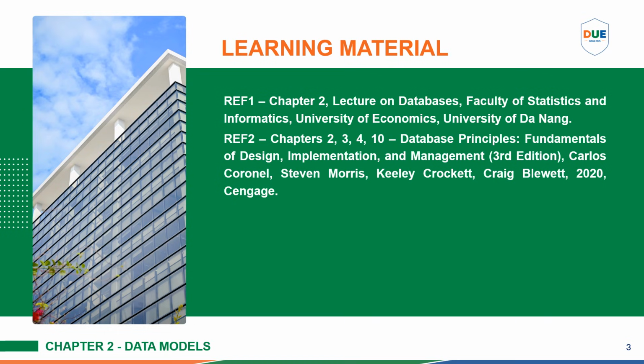As with every chapter, we have 2 references. The first is our own faculty's lecture material on databases, which follows this chapter directly. The second is the Cornell textbook. Here we draw on several chapters, including chapters 2, 3, 4, and 10, since data modeling connects to many parts of the book. As always, use the lecture material as your main guide, and turn to the textbook whenever you want more detail or additional examples.